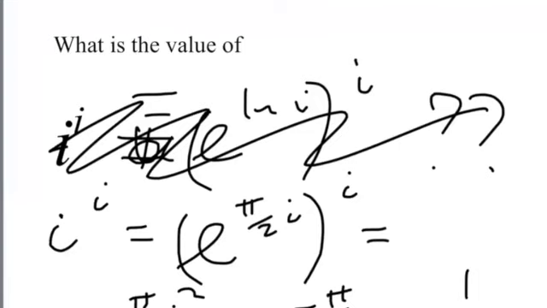And that's why the 0.2079 thing that came out, that's why it's not so surprising that it became a real number, because e is a real number and pi over 2 is a real number. So e to the pi over 2 is going to be a real number, and 1 over it is also going to be a real number.